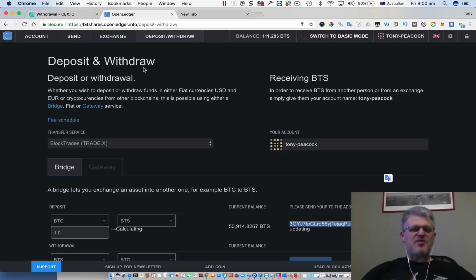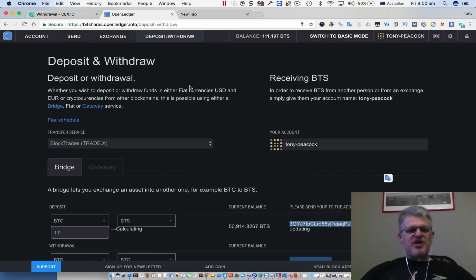Bitshares is a decentralized exchange, which means that you or anybody who has an account here actually owns the keys to their own crypto, which is different to going to an exchange like Kraken or Bittrex or one of these other centralized exchanges where you don't actually own the crypto that's on that exchange. They're just giving you kind of like an IOU. And of course, if they get closed down or if they go broke or something like that, you can lose all your crypto.